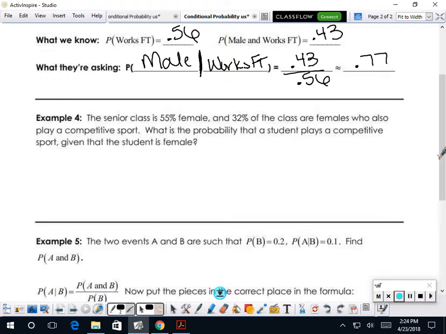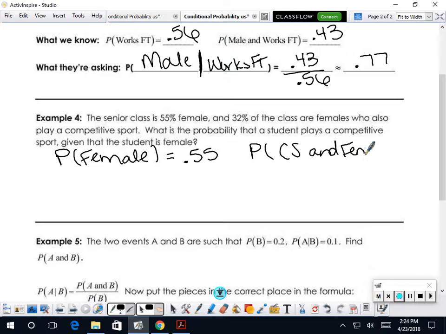Okay, so looking at example 4, it says the senior class is 55% female, and 32% of the class are females who also play a competitive sport. What is the probability that a student plays a competitive sport given that that student is female? Okay, so we have the probability of a female is 55%, which would be 0.55. And the probability that a student plays a competitive sport and is female will be 32%, which is 0.32.